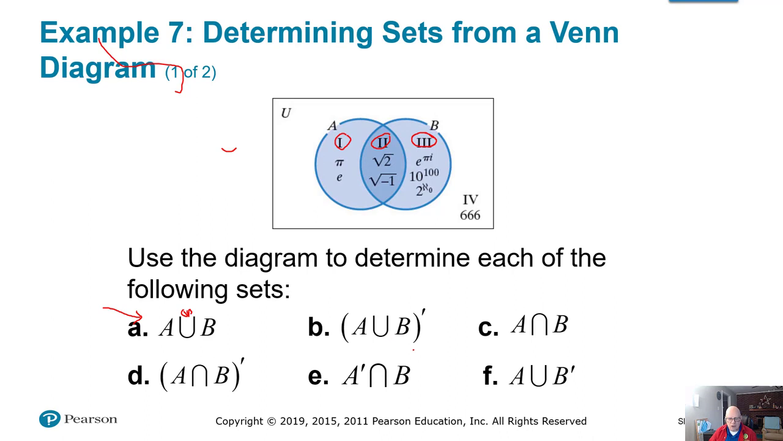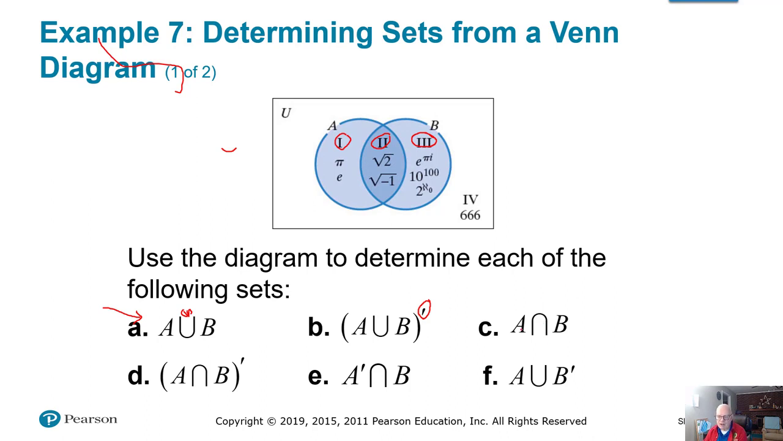For the second one, we're taking part A and working it a little bit further for part B. So we take what we got in the previous one and take the complement of it. What is there in the universe that's not in A union B?